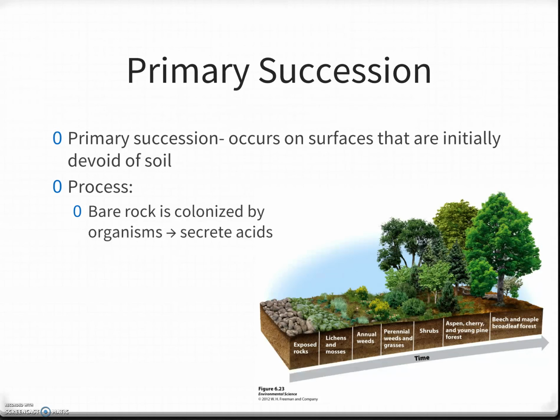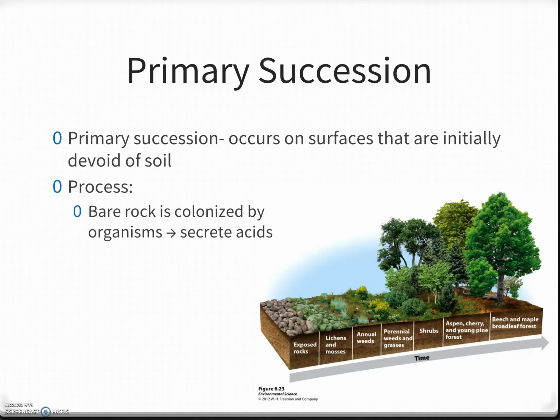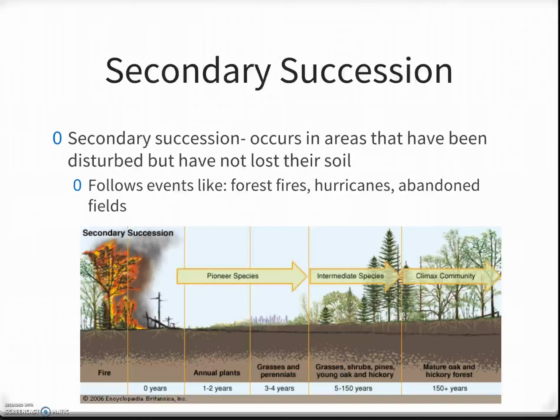The process is that there's bare rock, and it's colonized by organisms, by lichen and moss. Those are the most important ones that are there. Then lichen and moss allow it to develop a little bit of soil that will allow some weeds to come in. Those weeds will die, adding some more organic material. Remember, it takes a long time for soil to develop, so this is a long process. And then wildflowers, shrubs, and then trees that like a lot of sun, and then our old forest, beech, maple, those sort of things.